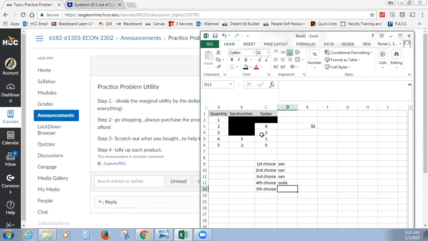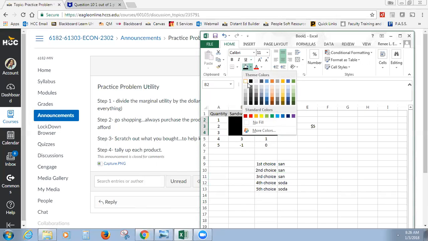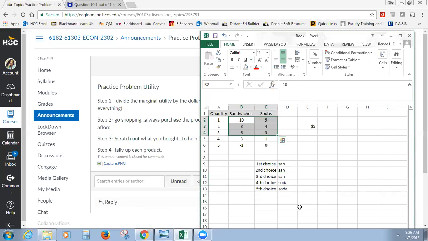On my fifth choice, my very last dollar, I can either have the soda or the sandwich. I'm going to pick the soda because it gives me 4. And then to figure out what the maximizing utility would be, let me go ahead and highlight these. I'm going to tally these up. I'm going to have 3 sandwiches, and then I'd have 2 sodas.